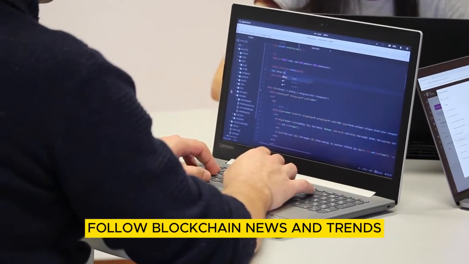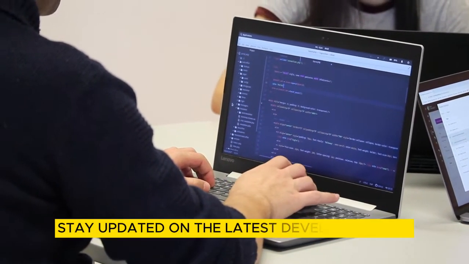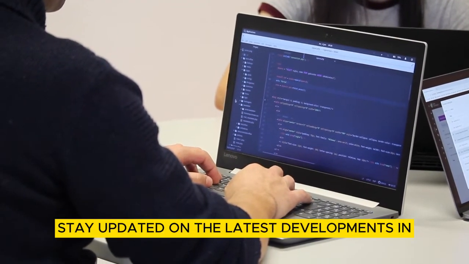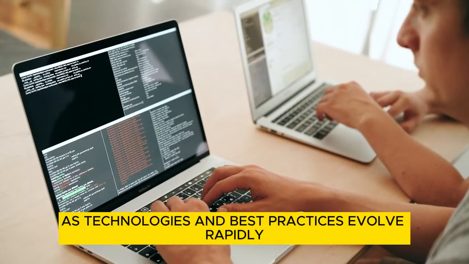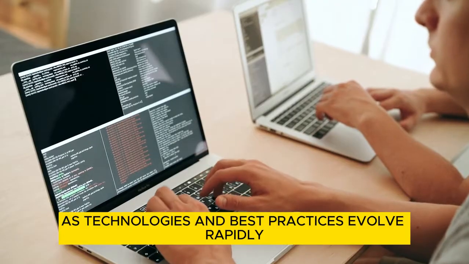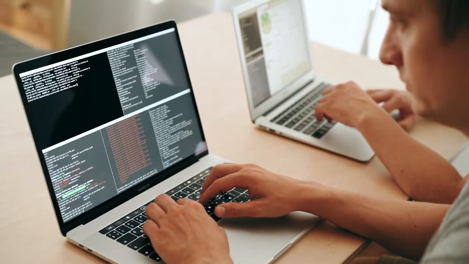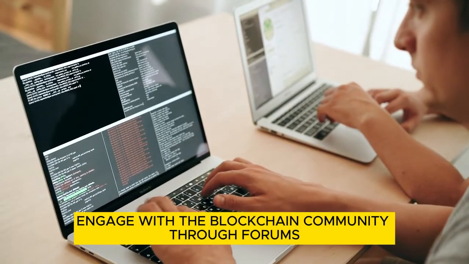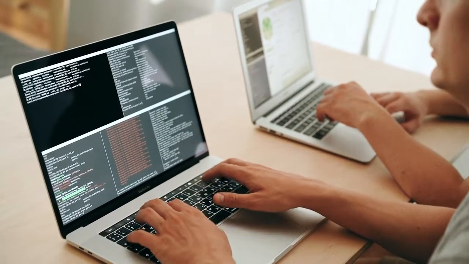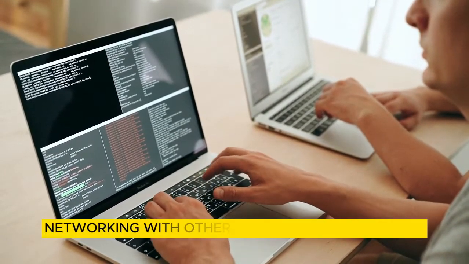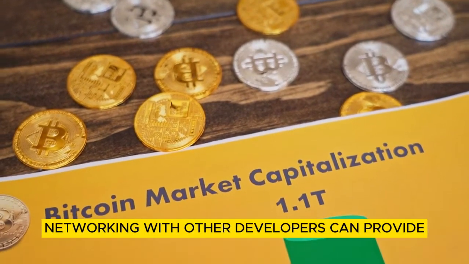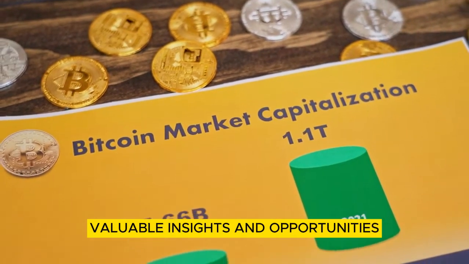Follow blockchain news and trends. Stay updated on the latest developments in the blockchain space, as technologies and best practices evolve rapidly. Join blockchain communities. Engage with the blockchain community through forums, social media, and local meetups. Networking with other developers can provide valuable insights and opportunities.